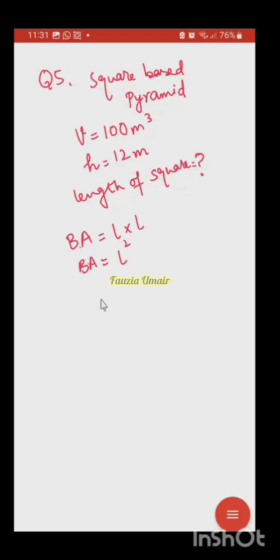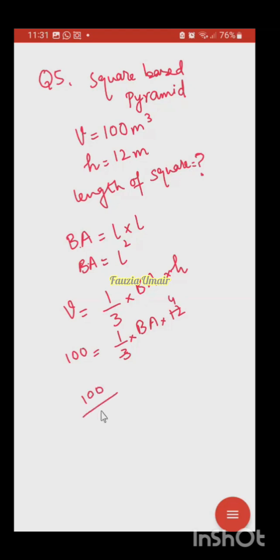Now we can use the volume formula. Volume of pyramid is 1 by 3 into base area into height. Right? We know all the other values. So we will put the values: 100 is equal to 1 by 3. We don't know base area. Base area is unknown in the formula. And height is 12. So you can cancel this. 3 4s are 12. So you can take the 4 on the other side of the equation. So it will go in the division. So base area is 25 meters square. Okay? So base area is 25 meters square.